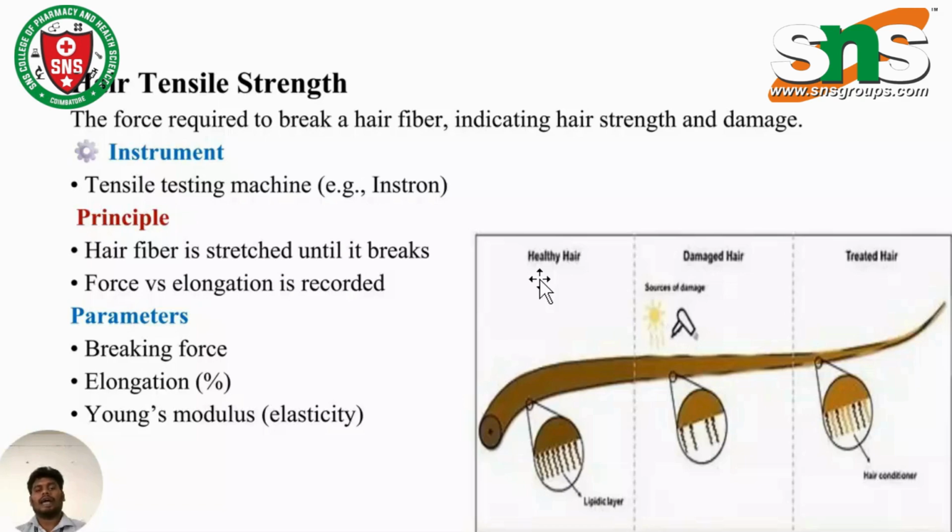And then moving to hair tensile strength. Hair tensile strength is the normal hair strength and damage. Usually, the human body sheds about 50 hairs a day from our head. It is the force required to break a hair fiber, indicating hair strength and damage. And then the instrument is a tensile strength machine, an example of equipment used in hair tensile testing.